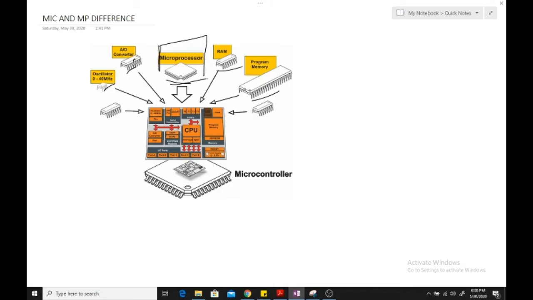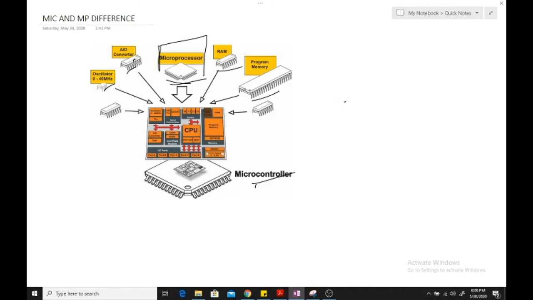Used as a brain of a microcontroller. A microcontroller is used for specific purposes, for specific applications. It is simple and simple to use, while a microprocessor is quite complex and expensive, and it can be used for general purposes because it can process a lot of data.